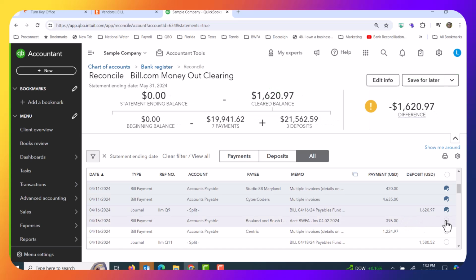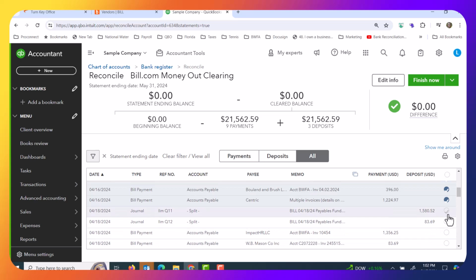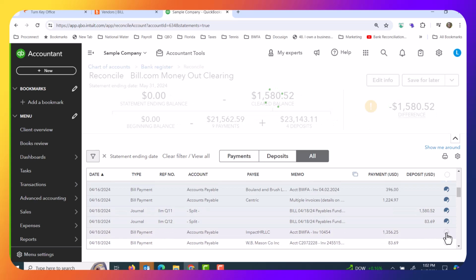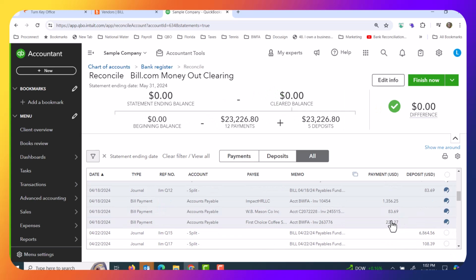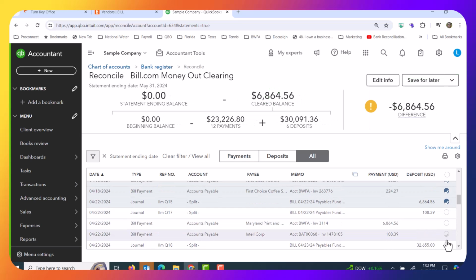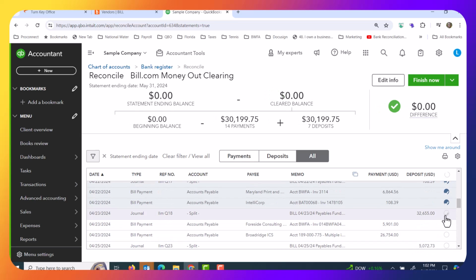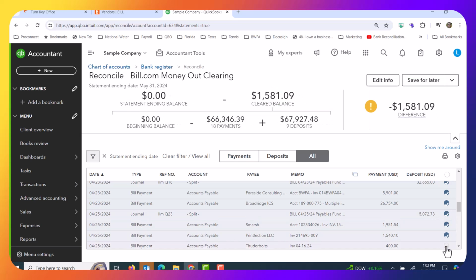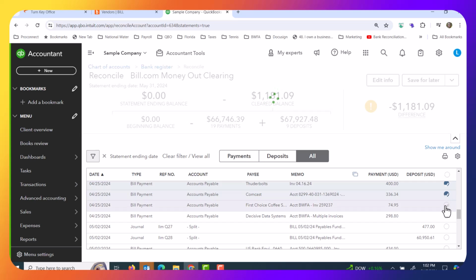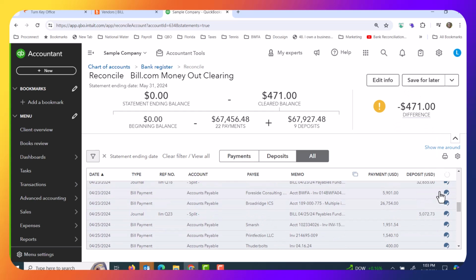This funding event clears both of these bills, so that balances. These two funding events go to close out these three bills, and so on and so forth. You do this until you can spot or identify the things that are not reconciling. Okay, so now we have a difference of $471. We need to come back and look at this.